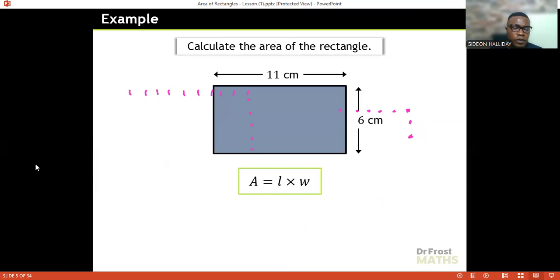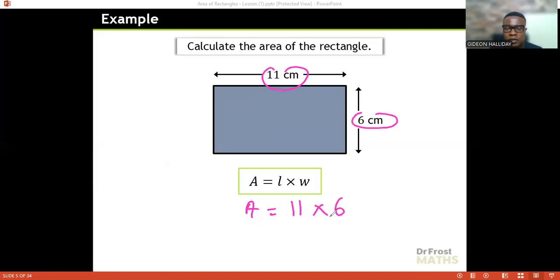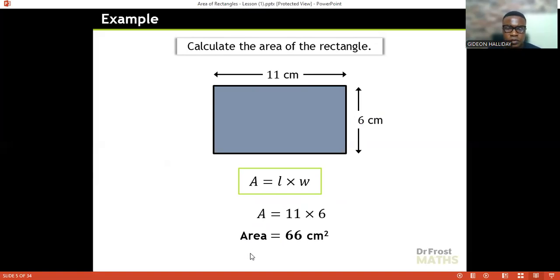So now we have the formula for calculating the area of a rectangle. So now we can say, what's the length? Length times width. The length is 11. So area equals 11 times, what's the width? The width is 6. And that equals 11 times 6, 66 square centimeters. Very super easy. 66 square centimeters.